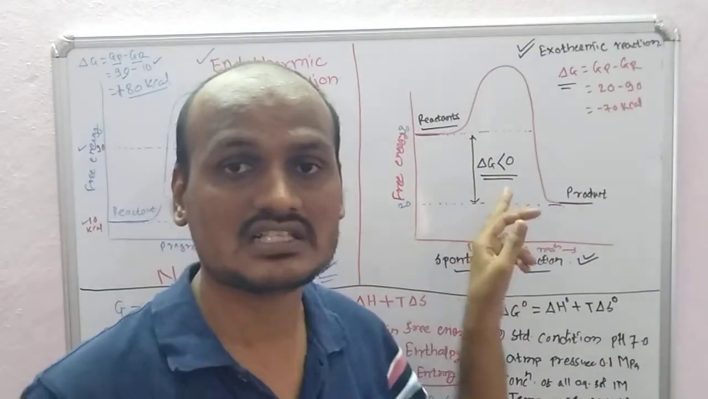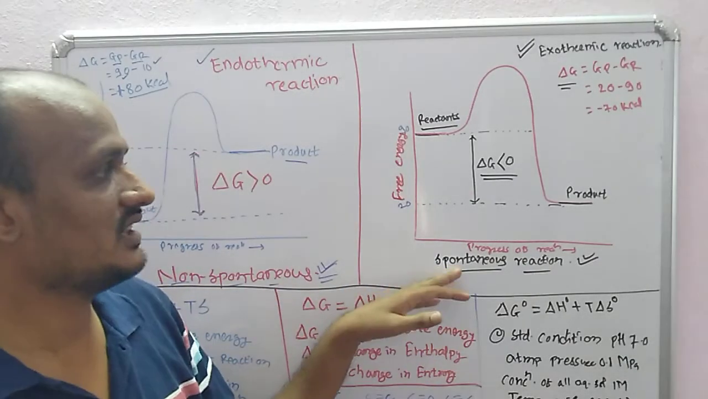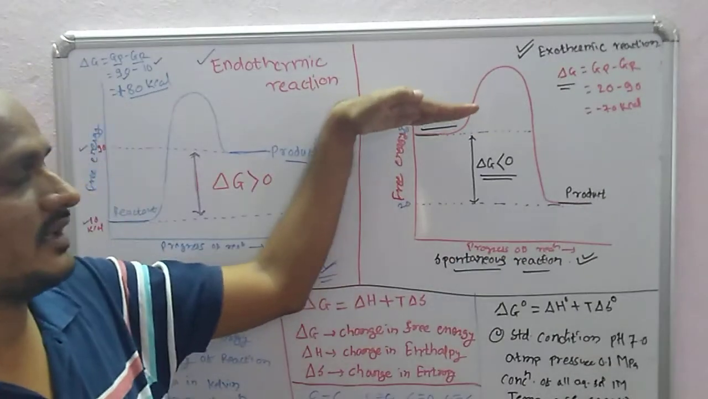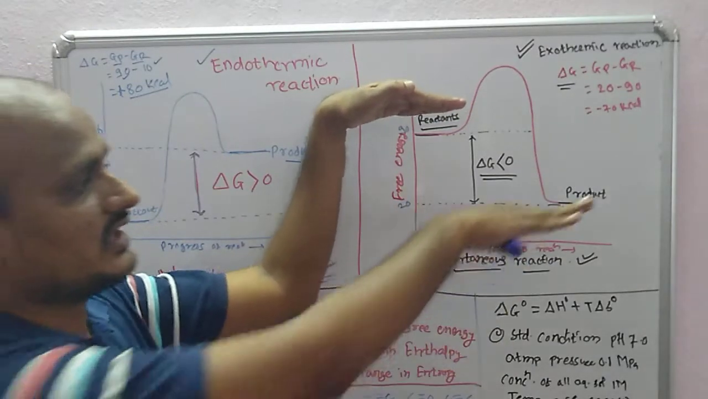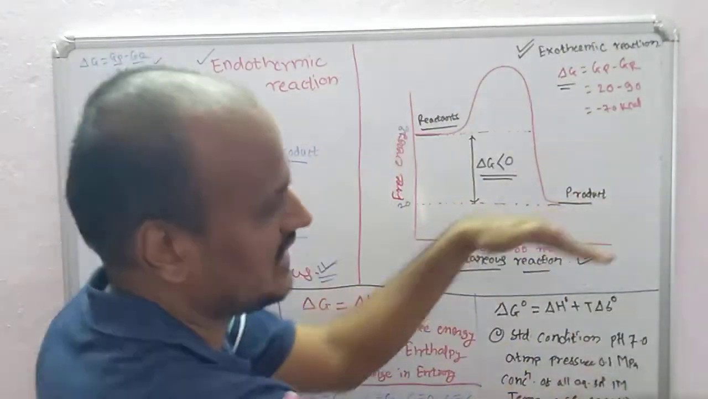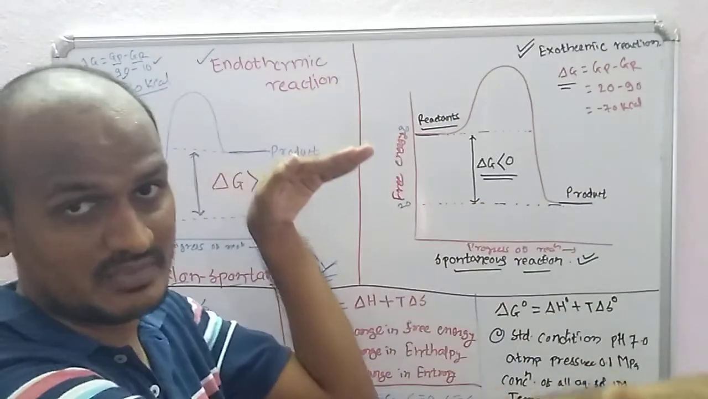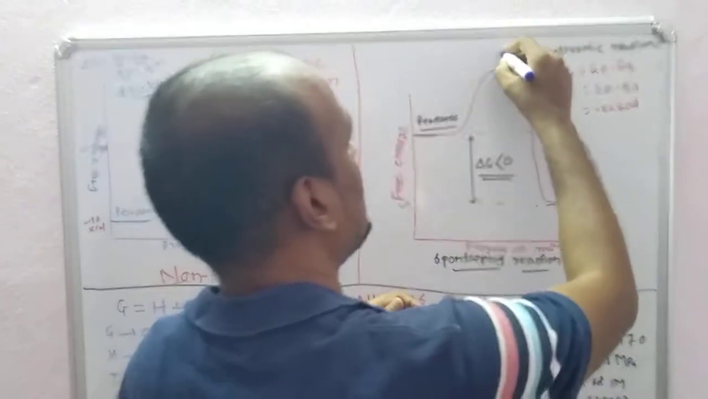So it means that this reaction has a negative difference. Delta G is less than 0, and this reaction is spontaneous. If the reactant's energy is higher and the product's energy is lower, that is a good thing. This energy can be released like this. It goes to a lower energy, so it loses energy. That is an exothermic reaction, which is why we call it exothermic.